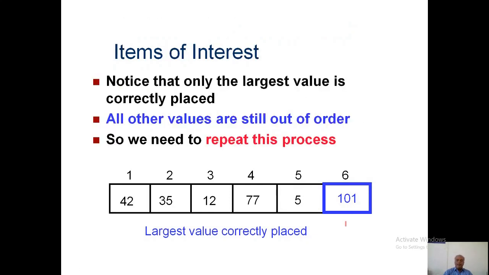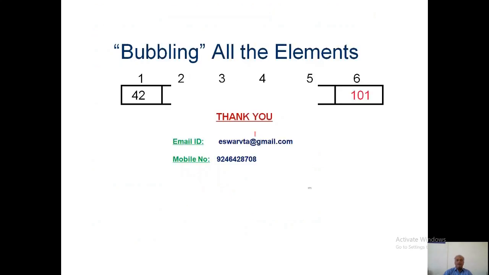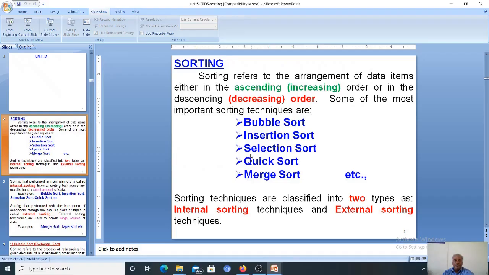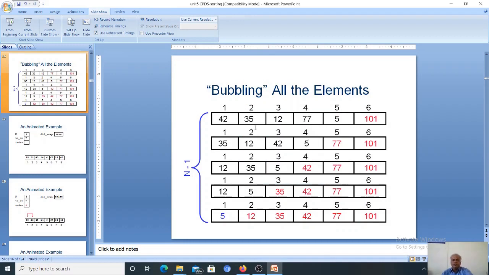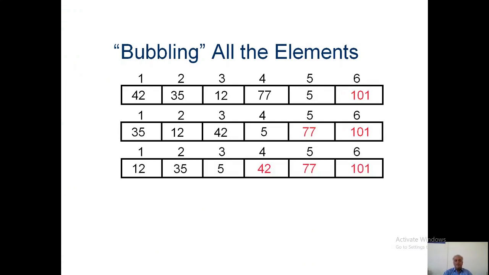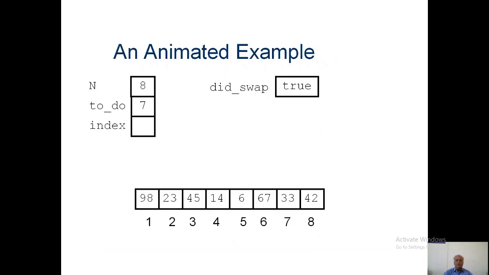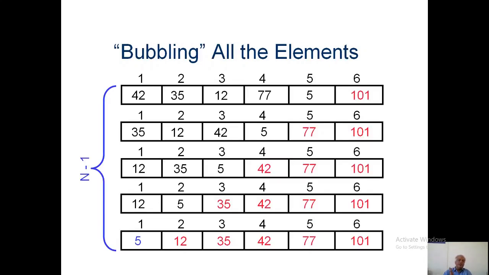Similarly, we need to repeat this process 5 times. Why? Because we have n elements, that is 6 elements, so we repeat the process n minus 1 times. Then it is guaranteed that we have correctly placed all n elements. All the elements will be in sequence order: in the first pass 101, in the second pass 77, then 42, 35 and so on. So all the elements are arranged in systematic order. This is about bubble sort.